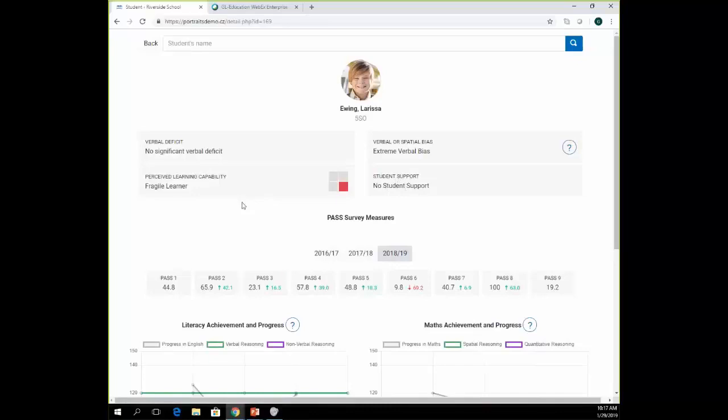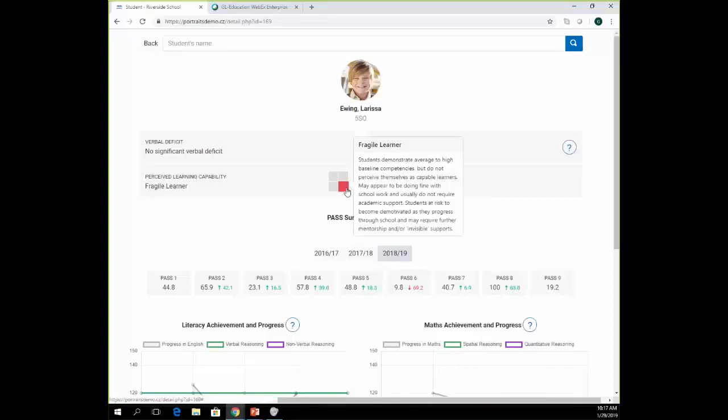But probably the most important part for us is this section on fragile learners, where we're taking a student's perceived learning capability from their past assessments and comparing it to their actual baseline capabilities. It creates this quadrant that we see. Visually speaking, it shows a color for which quadrant the student is in, red being something that's flagged up and that we need to pay further attention to. This particular box is identified as a fragile learner, somebody who's not perceiving themselves to be up to their potential.